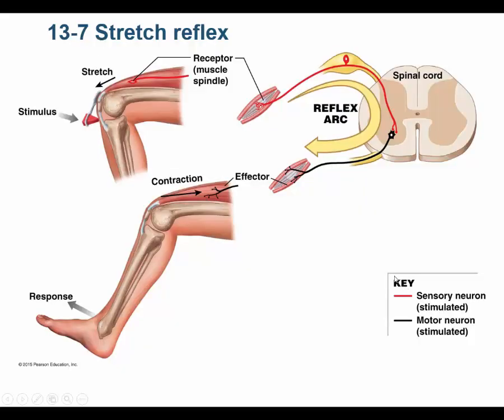This is showing you the details of the stretch reflex. This muscle spindle I want to look at in greater detail, and I want to name the alpha and gamma efferents. That's what I want to name. So we'll look at this in great detail when I get the picture. But this is the stretch reflex.